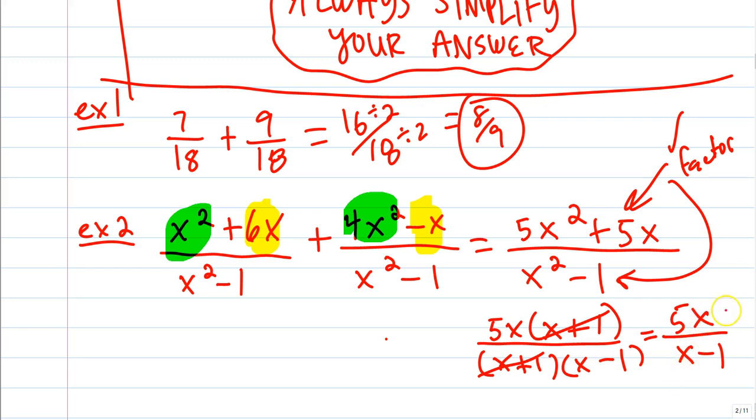Can we cancel these x's? I hope you know by now that is no. We only cancel across multiplication, not adding and subtracting, only multiplication and division. So the reason I could cancel this was we had all these groups multiplying, cancel the group with the group. This 5 times x, that x doesn't cancel with this x minus 1.